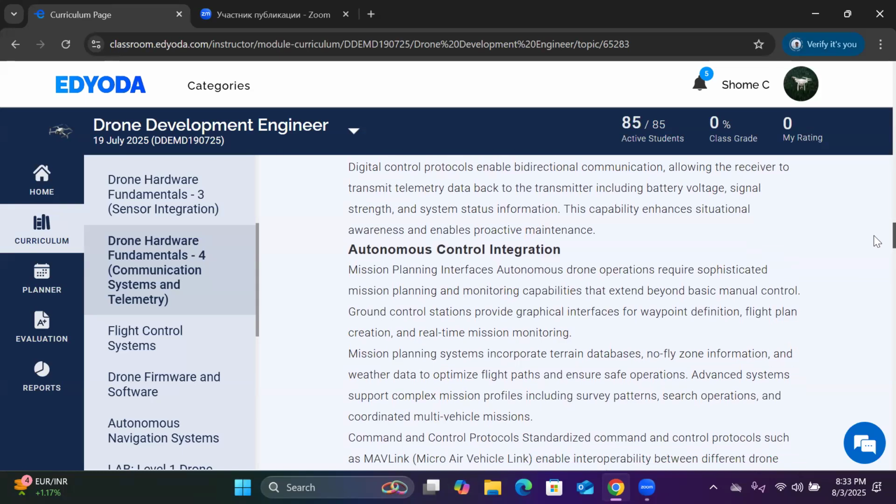Okay. Autonomous control integration. Mission planning interfaces. Autonomous drone operations require sophisticated mission planning and monitoring capabilities that extend beyond basic manual control. Ground control stations provide graphical interfaces for waypoint definition, flight plan creation, and real-time mission monitoring. I told you earlier that you need to have a GUI. So that GUI needs to be connected with the COM box.